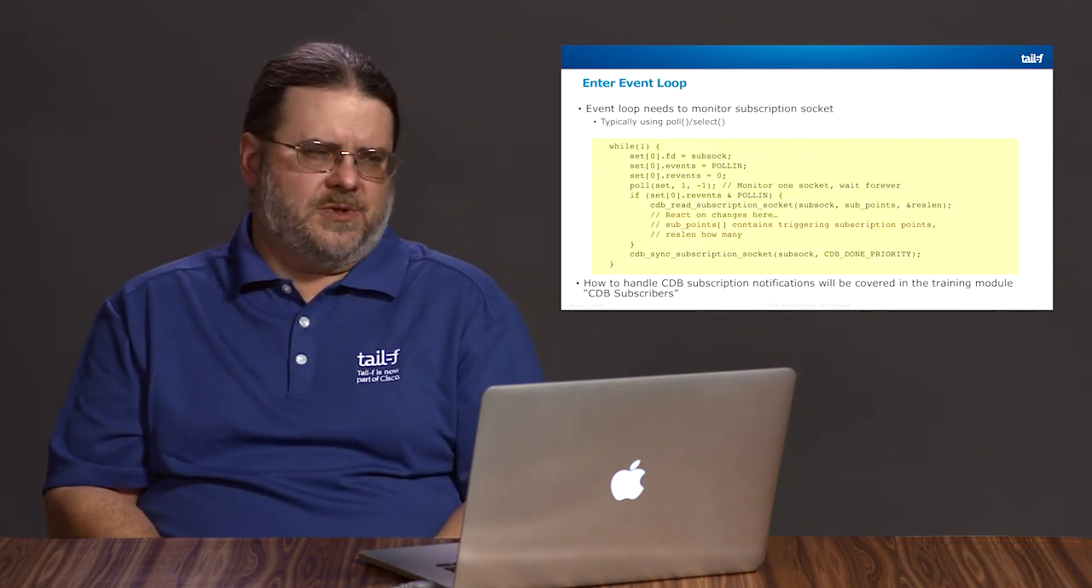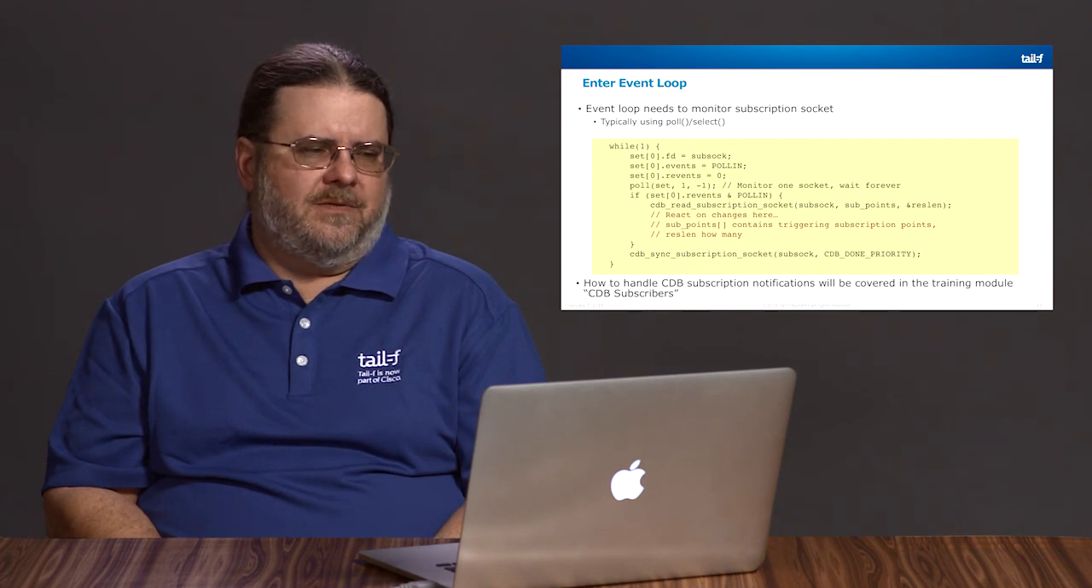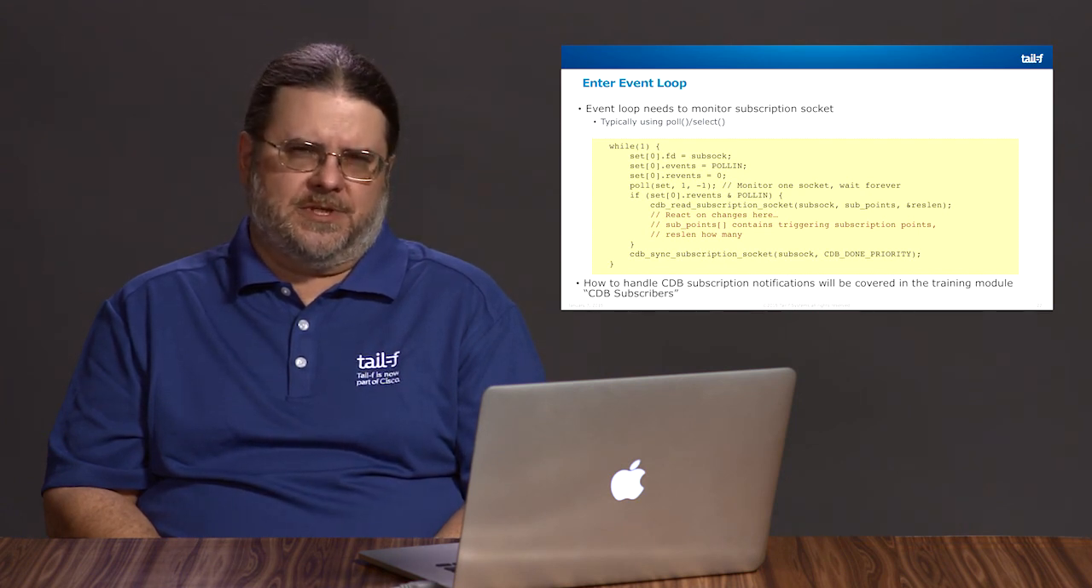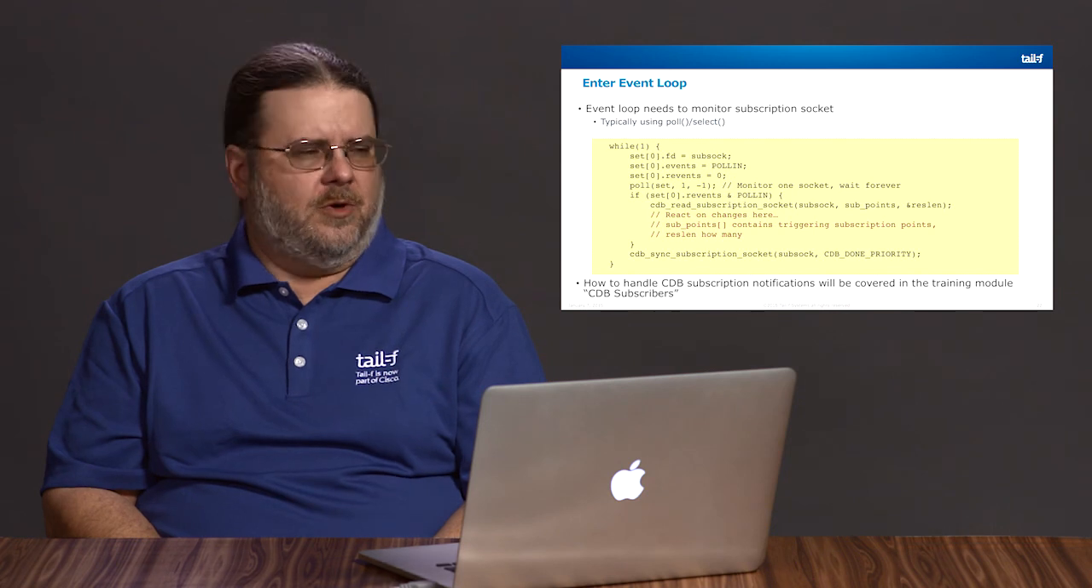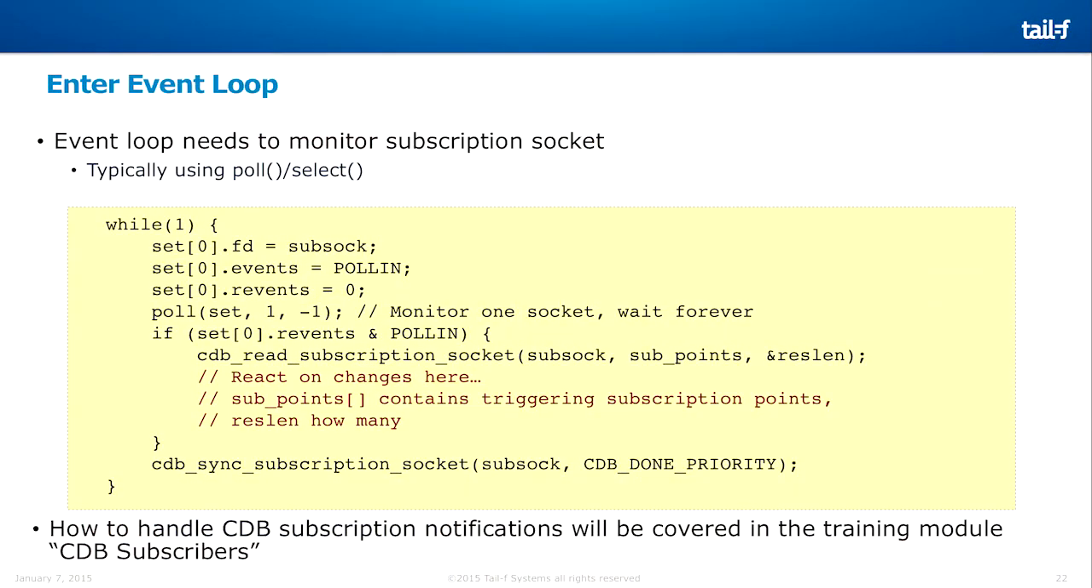Once you've placed your subscriptions, you'll enter an event loop to monitor the subscription socket that you're listening on for notifications. Typically, you'll monitor that subscription socket using either the poll or select system calls. Here we see an example of polling on a subscription socket called subsocket. Once we see receive activity, we simply call the ConfD library with CDB read subscription socket, and from there we'll find out what subscriptions have fired.